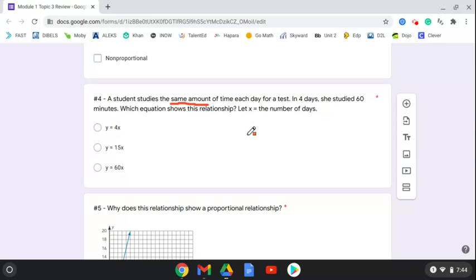And number four here, the student is studying the same amount each day. And so basically we have a constant rate of change. There's the same amount each day. She studied for 4 days for a total of 60 minutes. So if we take 60 and divide by 4, that will give us the average number of minutes that she studied each day. 60 divided by 4 is 15. Right? So on day 1, she studied 15. Day 2 was 15. Day 3 was 15. And day 4 was 15. So our constant rate of change, our constant of proportionality, would be 15.